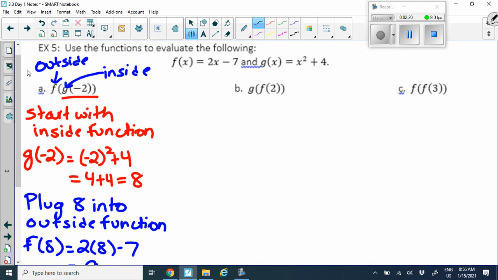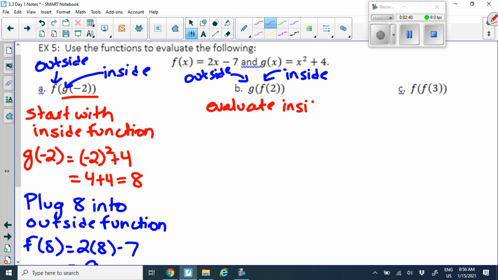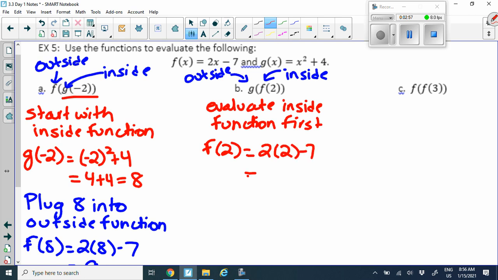Now we're going to try g of f of 2. Notice that our outside function is now g, and our inside is f. So remember, we evaluate the inside function first. So we're going to evaluate f of 2. Where we see f of x, that's our 2x minus 7, we're going to plug 2 in where we see x. So I have 2 times 2 minus 7. That gives me 4 minus 7, which gives me -3.